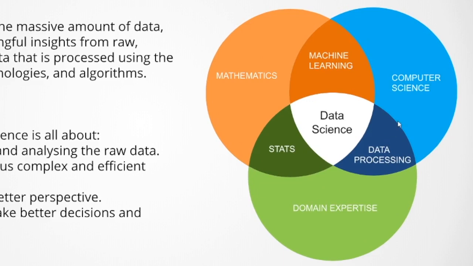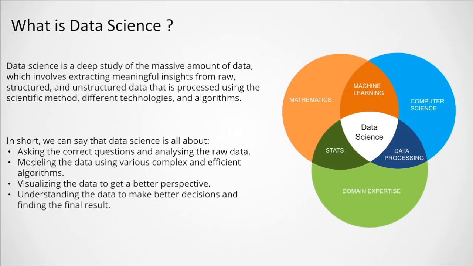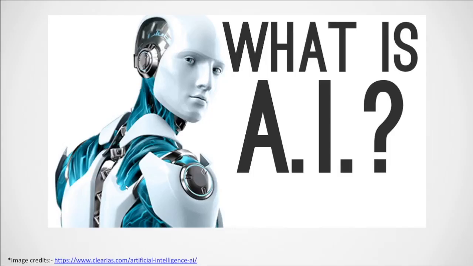On the right hand side, you can see an awesome diagram which shows that data science is a mix of multiple skills. Skills like mathematics, computer science, domain expertise, statistics, machine learning, and data processing. So in short, data science is all about asking the correct questions and analyzing the raw data, modeling the data using various complex and efficient algorithms, visualizing the data to get a better perspective, and understanding the data to make better decisions and finding the final result.